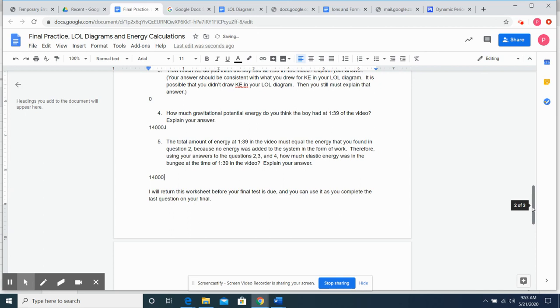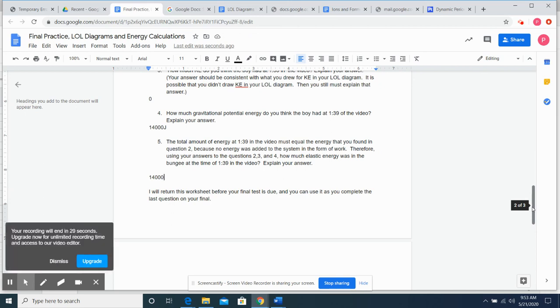A lot of you try to do some strange calculations here to figure out these problems, but there's no need for that. If you're looking at your LOL diagram and analyzing what you actually drew in your LOL diagram, and you've drawn something in your LOL diagram that makes sense, then you can write these numbers. You need to do that on your final test also. Choose a good example from YouTube and then analyze it in this way.